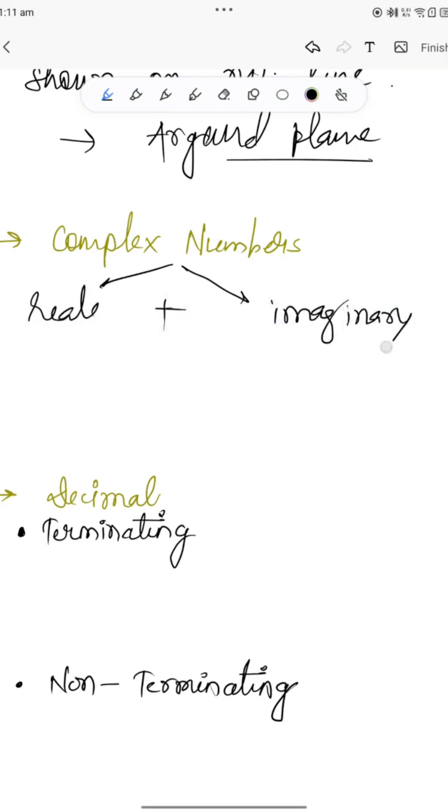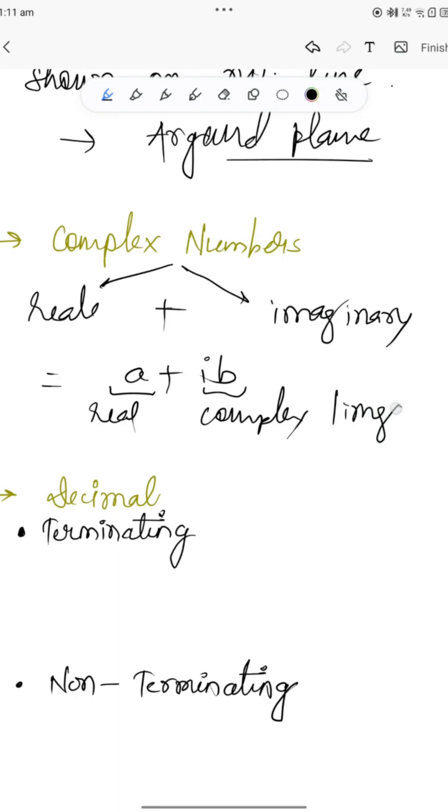What is complex number? Complex number basically consists of real number plus imaginary number. Okay, so how is it represented? It is represented as a plus iota b, where a represents the real part and iota b represents the complex or imaginary part. So yeah, इसको represent करने के लिए we have the argand plane.